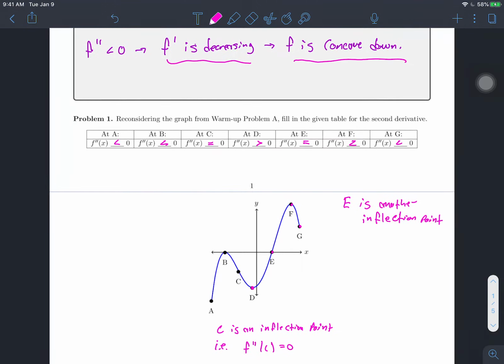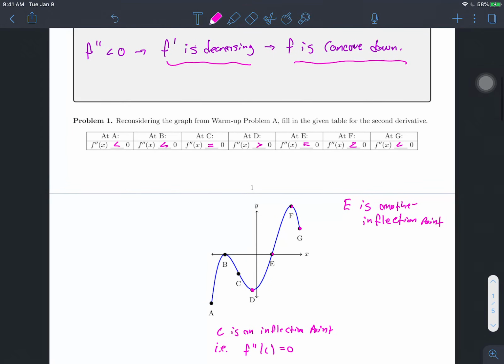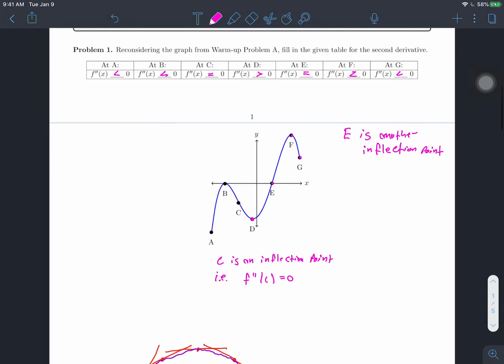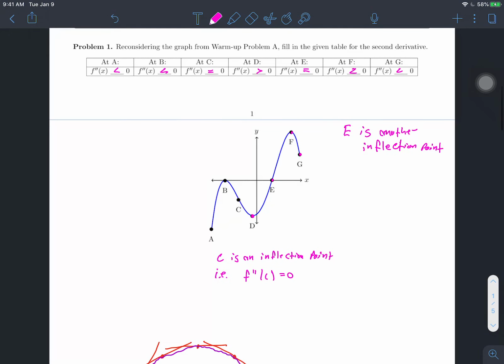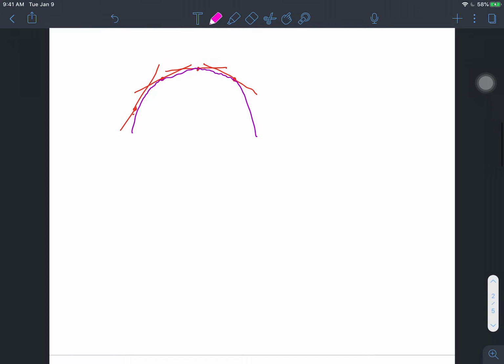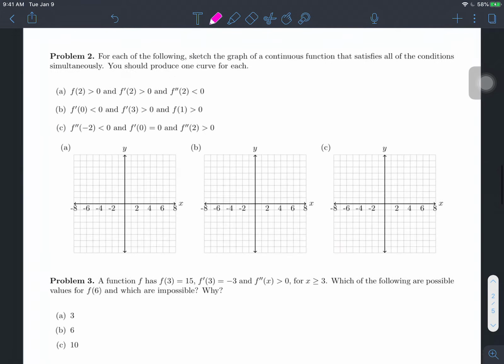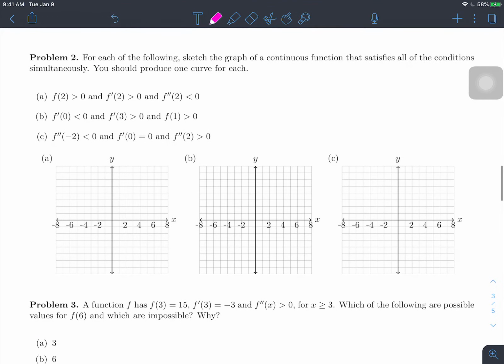Okay. Any questions about this first problem on concavity? Okay. Let's move on to problem number 2. Now we're going to get a little bit abstract with it.